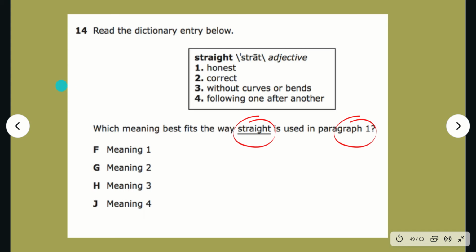Now we can go back to the question. Which meaning best fits the way straight is used in paragraph 1? F, meaning 1, honest. G, meaning 2, correct. H, meaning 3, without curves or bends. Or J, meaning 4, following one after another.